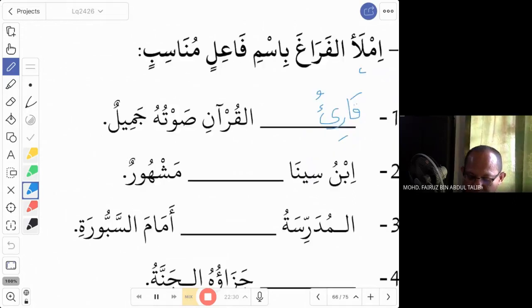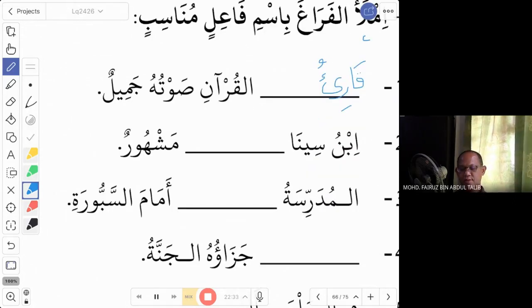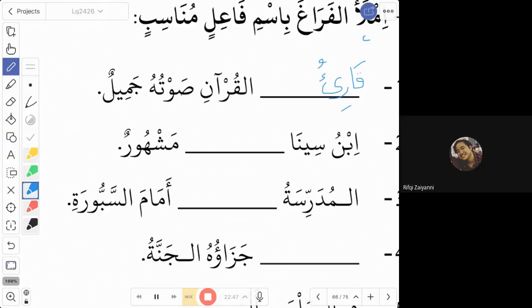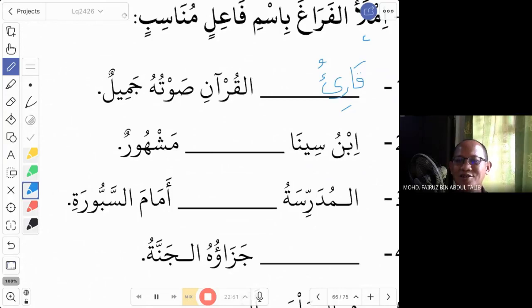The second jumlah, Ibn Sina. Ibn Sina masyhur. He is famous. Yes, you said tabib, but tabib is not a fa'il. Yes, good. You can write tabib, of course. You can say tabib masyhur. The sentence is correct. But then they want you to use isim fa'il.